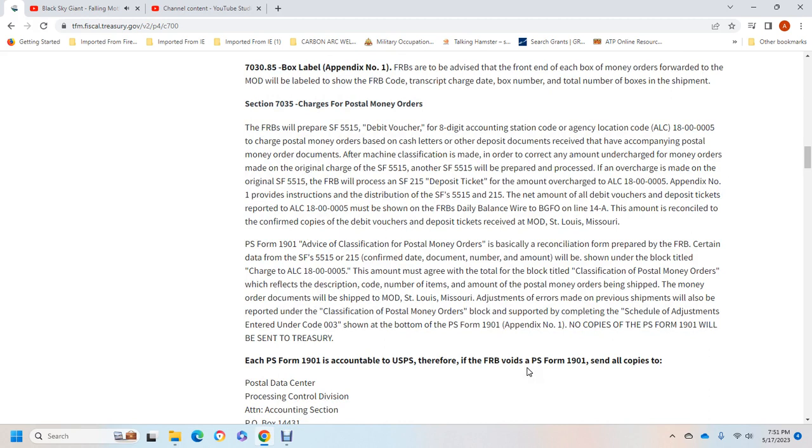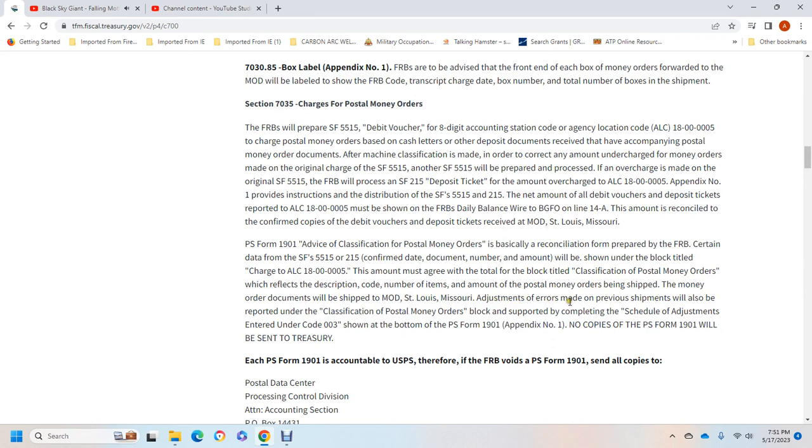Certain data for the 5515 and 215, confirmed date, and document number of an account will be shown under the block title, charge the agency location code. The amount must agree with the total of the block title, classification of postal money orders, which reflects the description code, number of items, and the amount of the postal money orders being shipped, the money order documents shipped to the Money Order, St. Louis, Missouri.